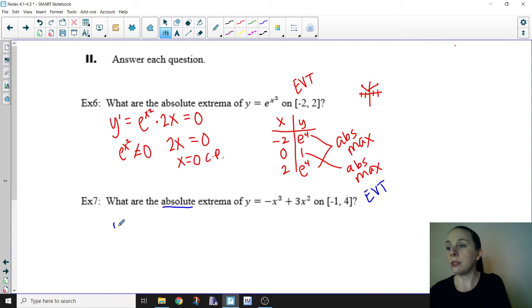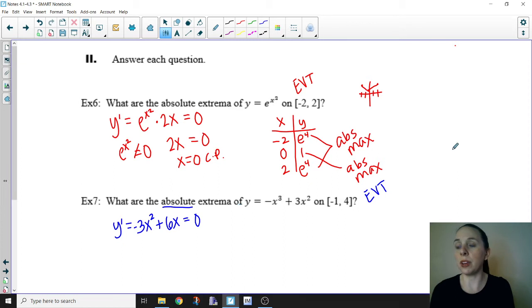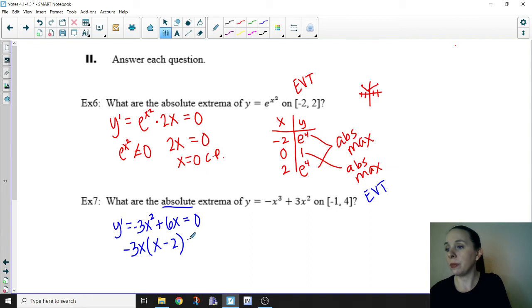I take the derivative. Negative 3x squared plus 6x. I set it equal to 0, or, if possible, find where it is undefined to get our critical points. Here I could factor out a negative 3x. And what am I left with? X minus 2. Set that equal to 0. Set that equal to 0. And we get x equals 0, x equals 2 are our critical points.